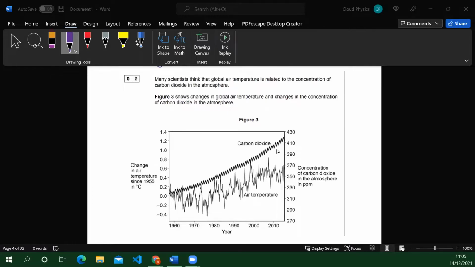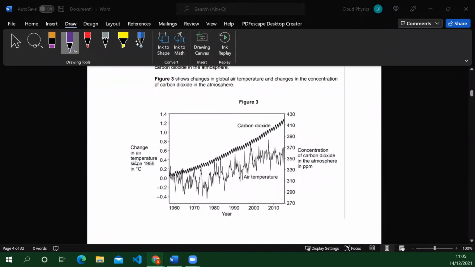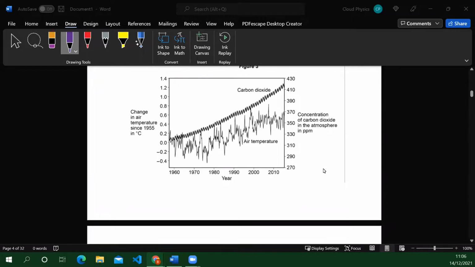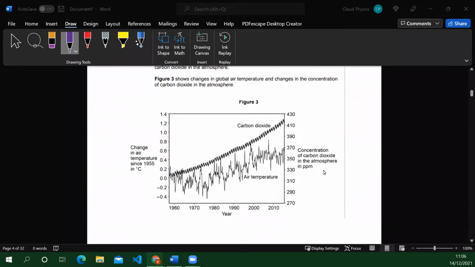Okay, so we've got to question 2. It's about carbon dioxide in the atmosphere. It says many scientists think that global air temperature is related to the concentration of carbon dioxide in the atmosphere. Figure 3 shows changes in global air temperature and changes in the concentration of carbon dioxide in the atmosphere. So on this axis, change in air temperature since 1955 in degrees Celsius. That's a change, not the actual temperature change. Concentration of carbon dioxide in the atmosphere in parts per mil. So it's parts per 1,000, actually, not per million. So it's gone all the way up here, and the year, so it's the time.